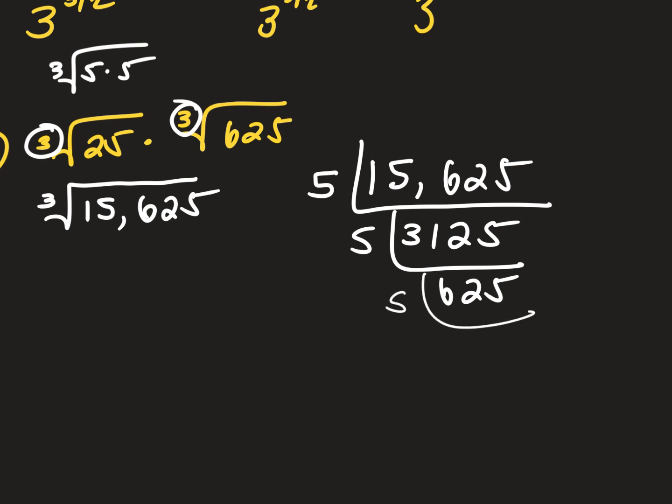How many times is 5 going into 625? We should be able to do this one. 125. How many times is 5 going into 125? 25. How many times is 5 going into 25? All right, so we broke it down.